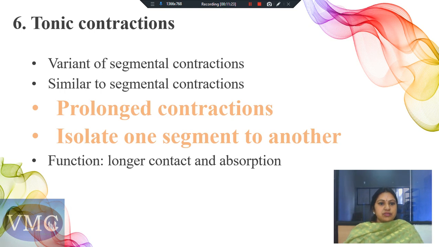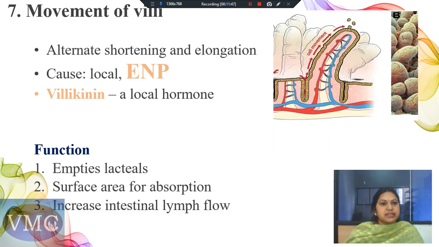The next one is the tonic contractions. This is a variant of segmental contractions, similar to the segmental contractions, but it occurs over a prolonged period. So tonic means it contracts like this and lasts for a longer time. This is called prolonged contractions. It isolates one segment from another. The function of this is to cause longer contact and absorption of the chyme when it is present in your small intestine.